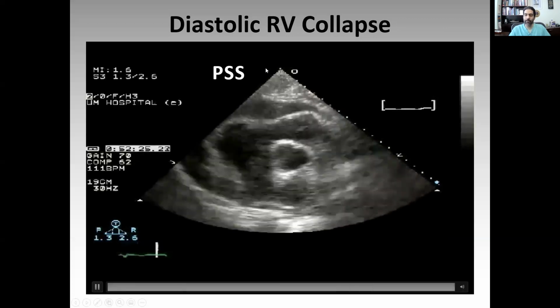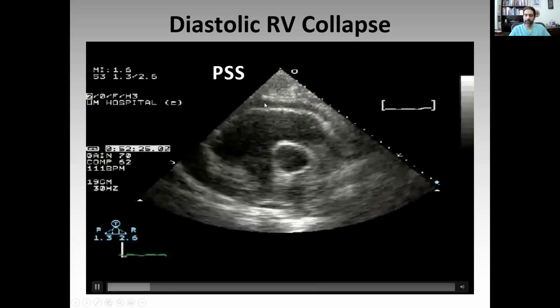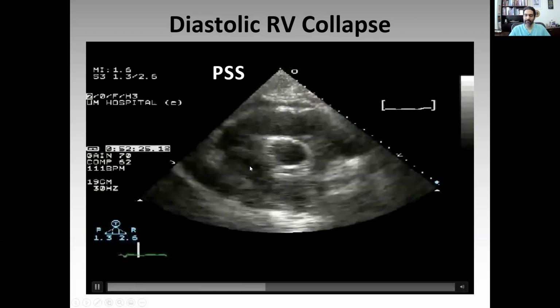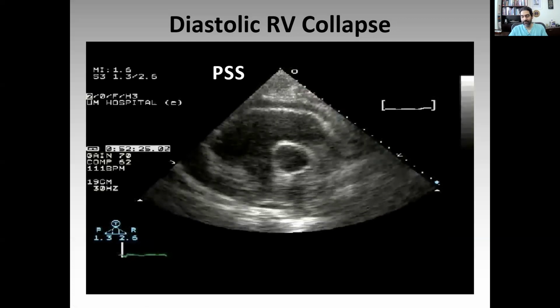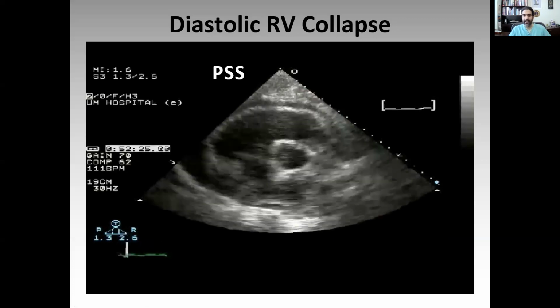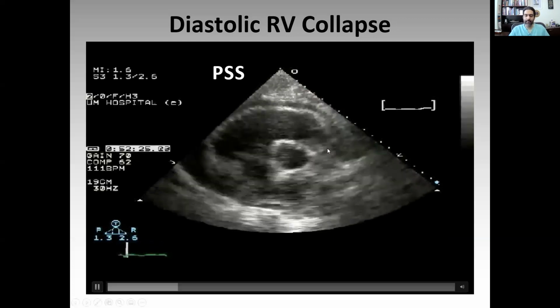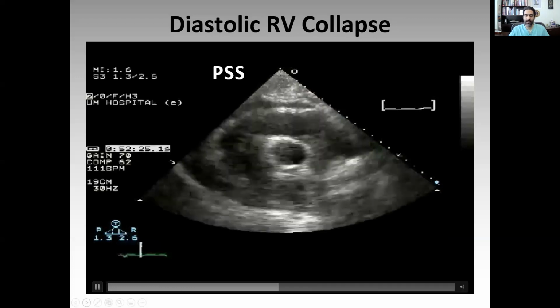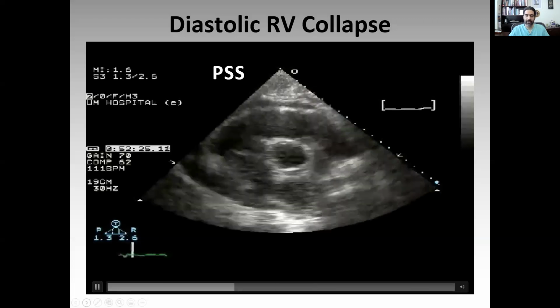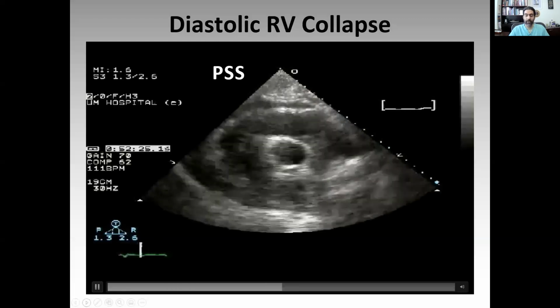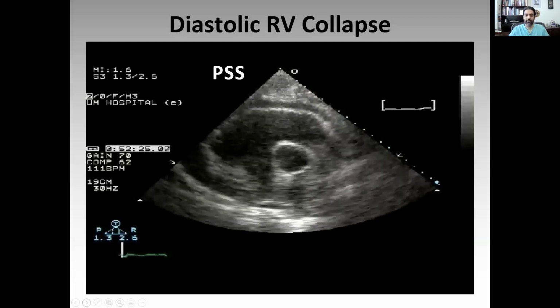You can put M mode down these two structures as well, down through the RVOT and down through the tricuspid valve to time what's going on, but it's the same idea. This view is typically harder to get than the basic parasternal long axis view. So it would be very rare for you to be able to use this view and not the other one, but this is another option for visualizing tamponade, visualizing diastolic RV collapse specifically.